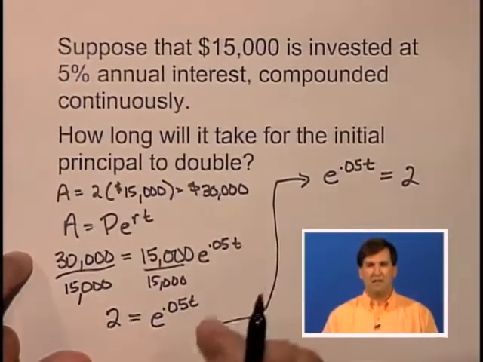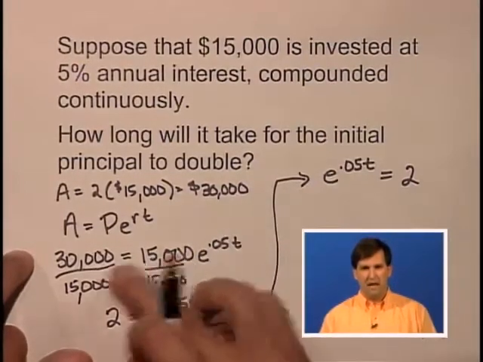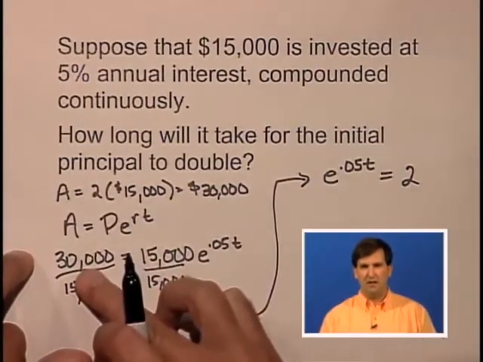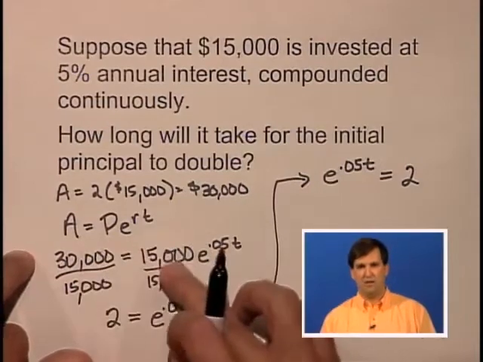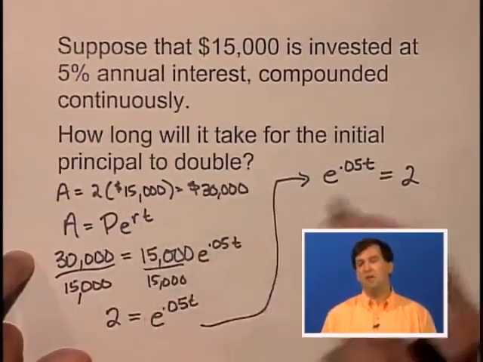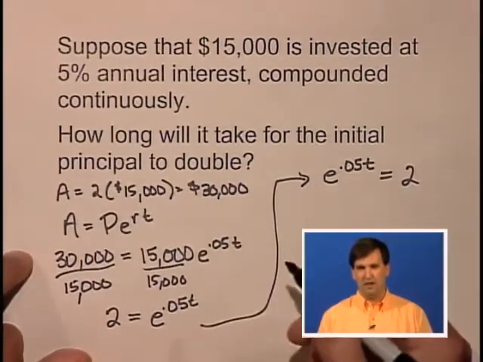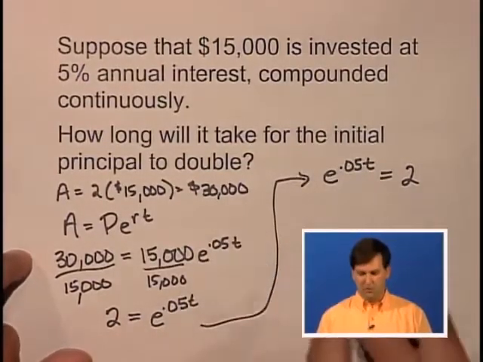An interesting fact about this problem is that it doesn't matter how much money you started with. When we divide, this number over on the left-hand side is always going to be 2. If I started with $10 and then wound up with 20, when I divide, I'm going to get 2. So the amount of time that it takes for something to double when we're talking about continuous compounding is independent of how much we actually start with.